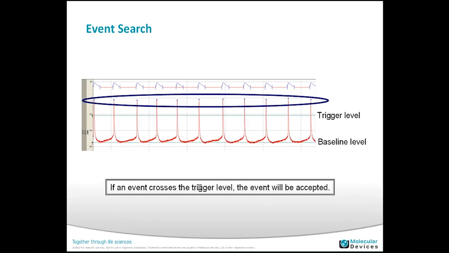Now, this slide shows how we can capture the spike events in a gap-free recording. You can see there's a trace of action potentials here. There are two important lines: one is the trigger level, and the other is the baseline level. Once the event crosses the trigger level, the event will be accepted. So we can see that many action potential spikes are accepted or captured in this example.